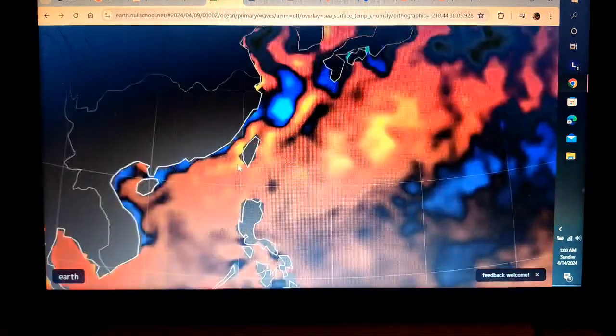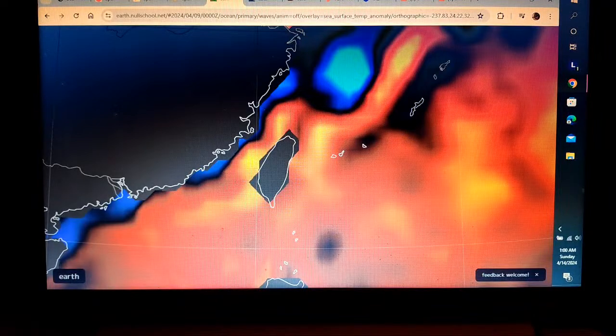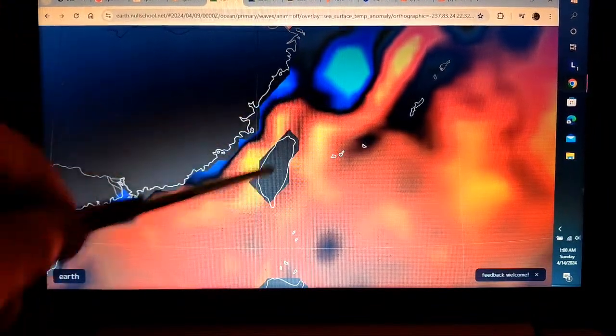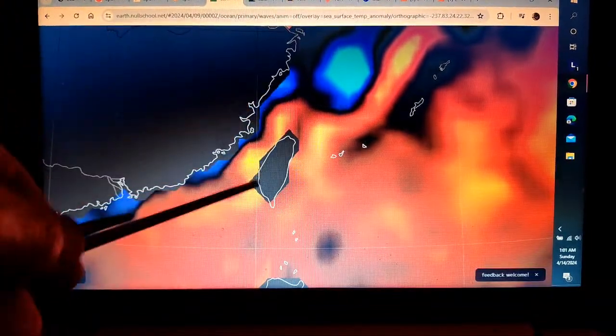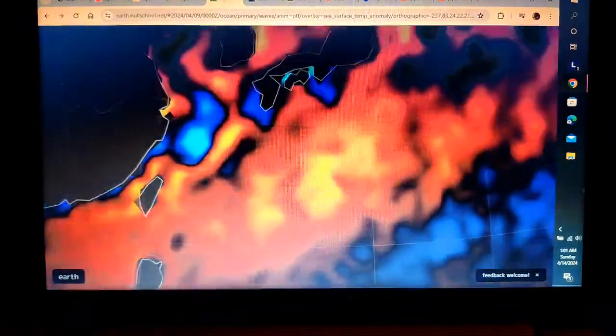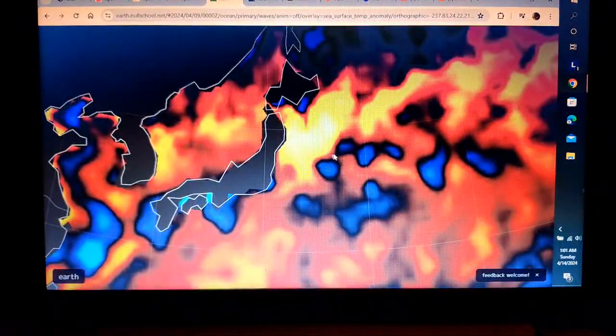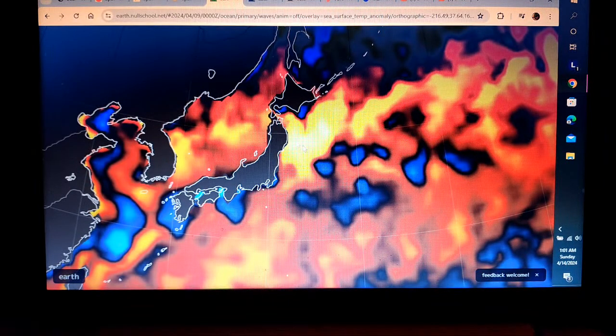Look at here at Taiwan. This has really calmed down. There's still some, but you remember it was one big bright yellow bar right there. And then we saw an earthquake in this region and the pressure relieved a little bit. Okay. Really concerned about this region right here off of Japan. That's a lot of hot water.